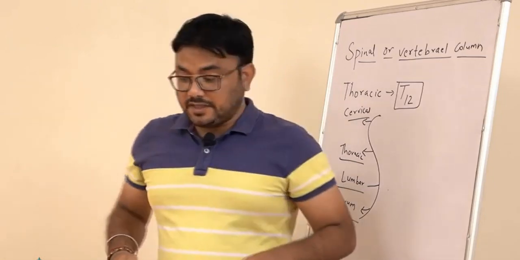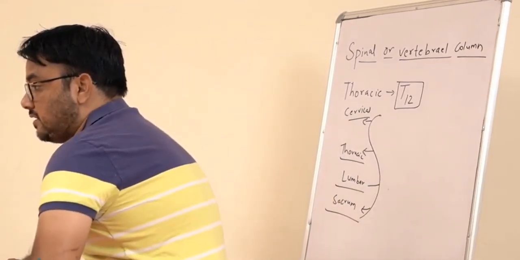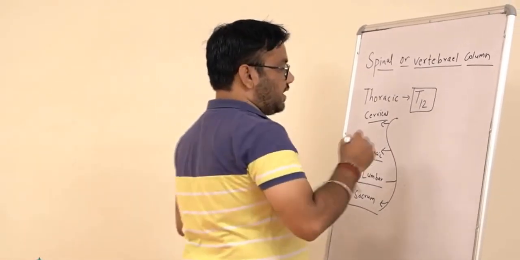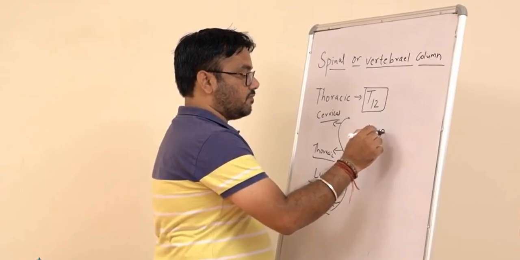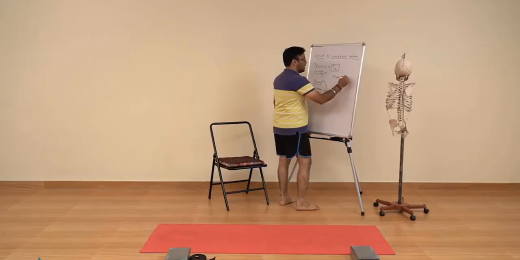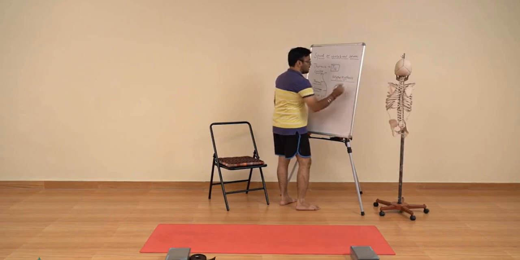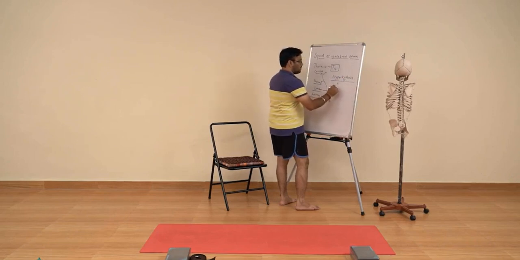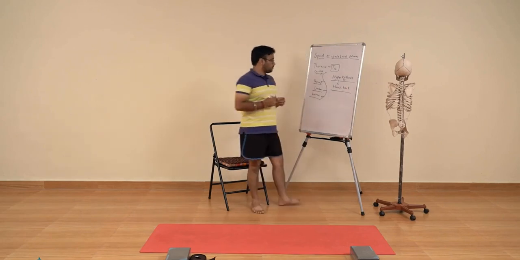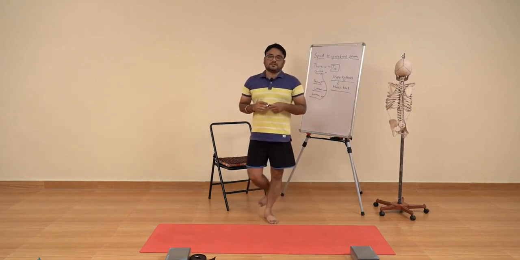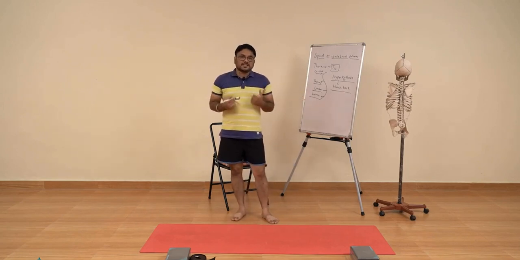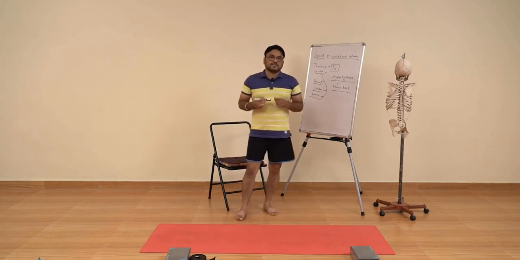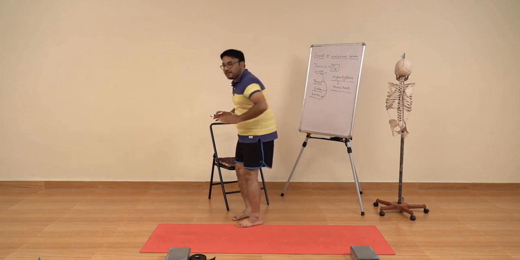What happens? That is the hunchback. We call it hyperkyphosis, or we call it hunchback. With this hunchback, challenging is the heart opening. Which kind of poses do you find challenging? Backward bending, because the posture is like that.